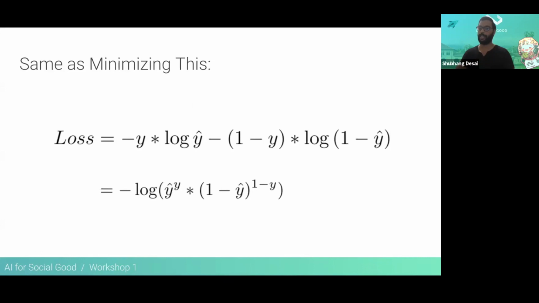Log is monotonic with x, right? So maximizing log of x is the same as maximizing x, okay? So that's fine. But then minimizing negative x is the same as maximizing x. So minimizing the negative log of something is the same as maximizing this thing itself. Okay, that was really complicated. So I'm going to open it up to questions. This is essentially our loss function. This tells us how bad we're doing. And by minimizing this, I claim that we're going to make our model better and better. Any questions?